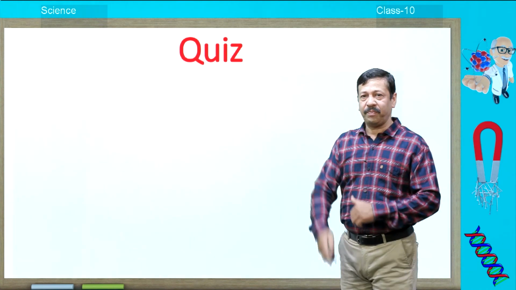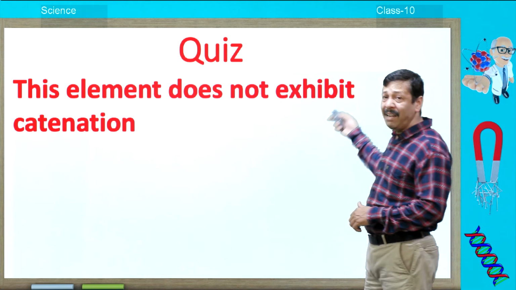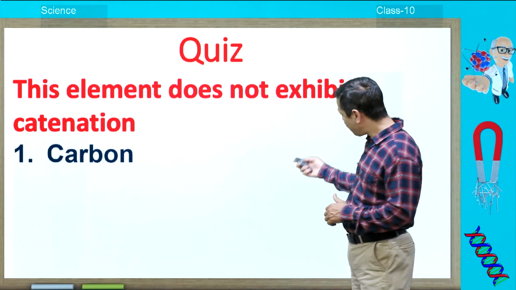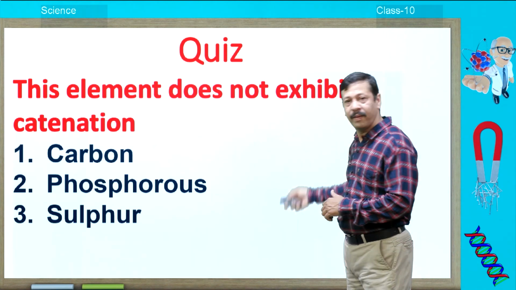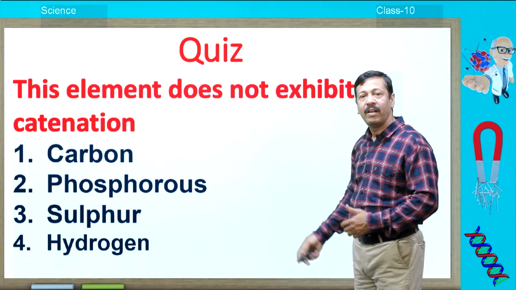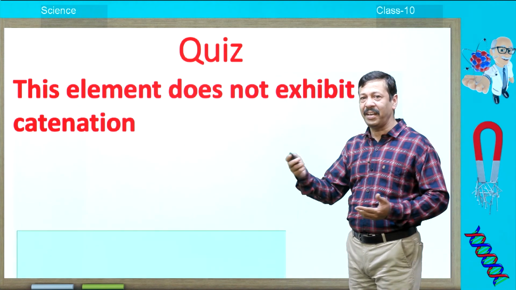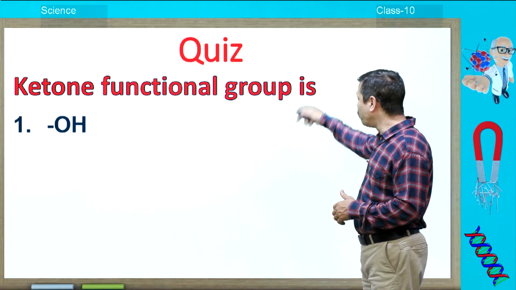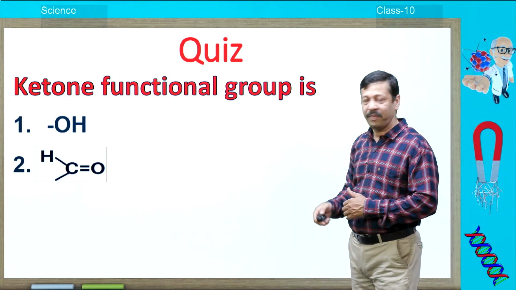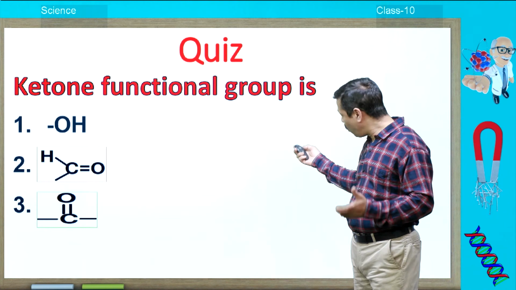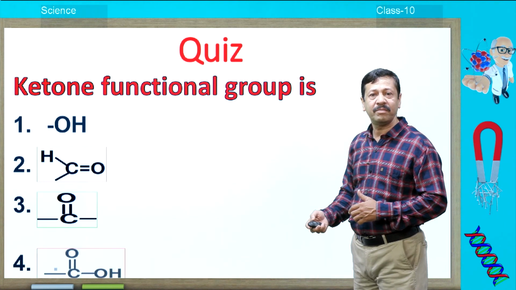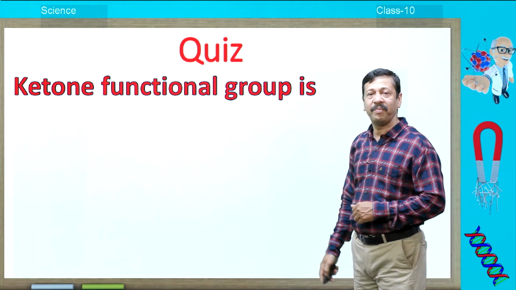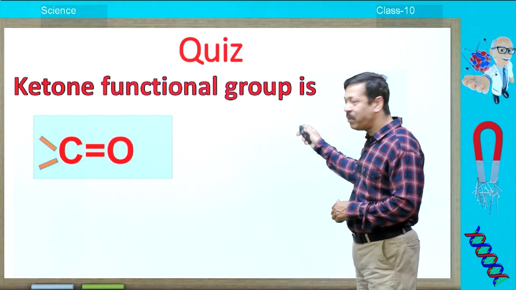Now the next question. The element that does not exhibit catenation is, what is that? Carbon, phosphorus, sulfur, hydrogen. The answer is hydrogen. Ketone functional group is OH, CHO, CO or COOH. What is the answer? The answer is C double bond O.